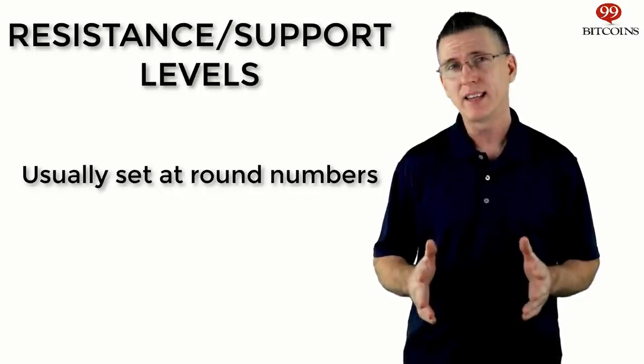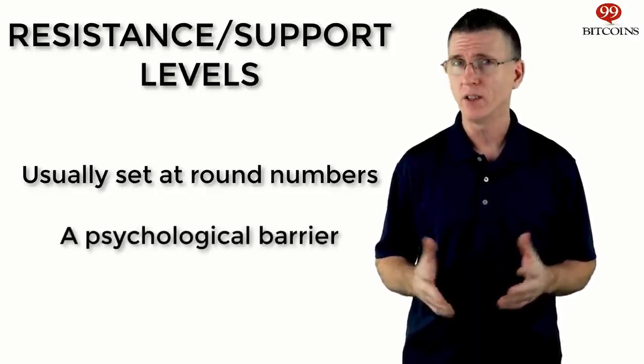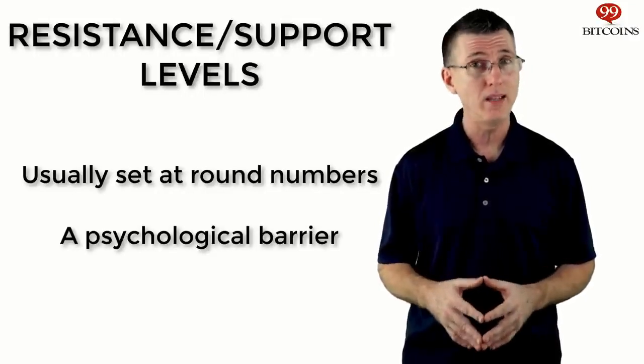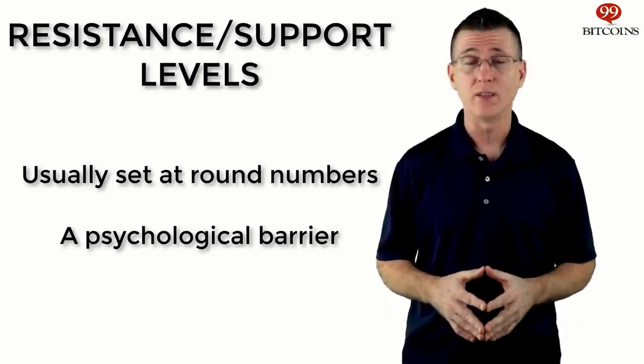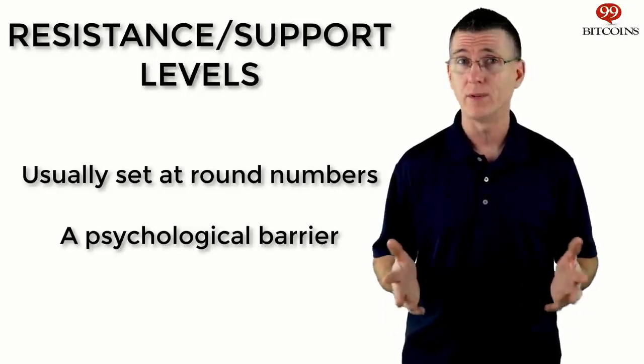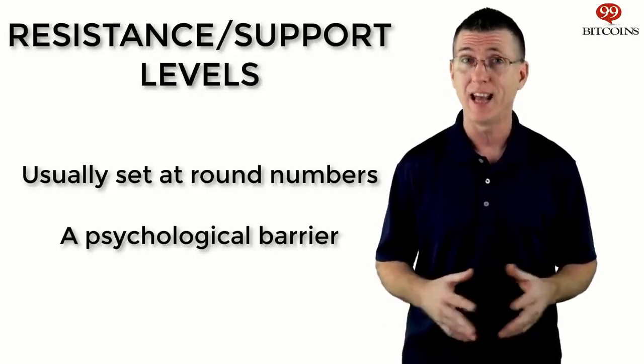Because so many orders are placed at the same level, these round numbers tend to act as strong price barriers. Psychology also creates support and resistance levels. For example, until 2017, it seemed expensive to pay $1,000 per Bitcoin. So there was a strong resistance level at $1,000. But once that level was breached, a new psychological resistance level was created: $10,000.